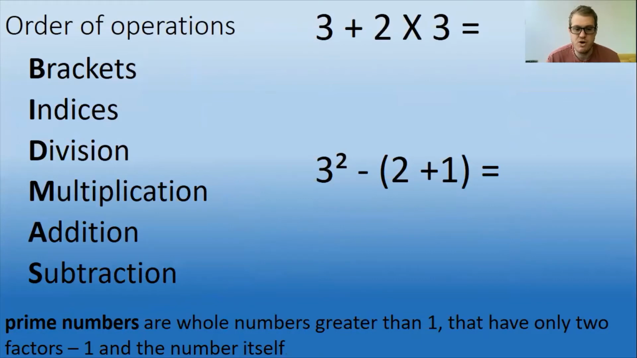We must remember that prime numbers are whole numbers, so they can't be part of a number, and not a decimal or fraction. They need to be greater than 1, and they can only have 2 factors: 1, and then the number itself. And we must remember that 1 is a special number because it's not a prime number. It only has 1 factor, and a prime number needs 2 factors.